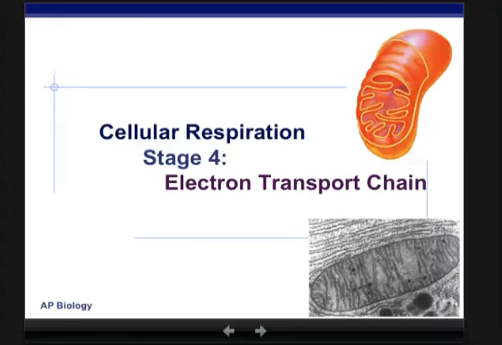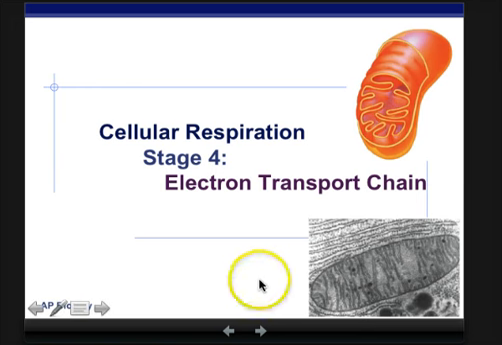Cellular respiration, the electron transport chain. Finally, we're going to get some real ATP out of that glucose. So that's what this is all about. You've been wondering why we're getting these dwindling little amounts of ATP along the way. Well, here come the large amounts of ATP.